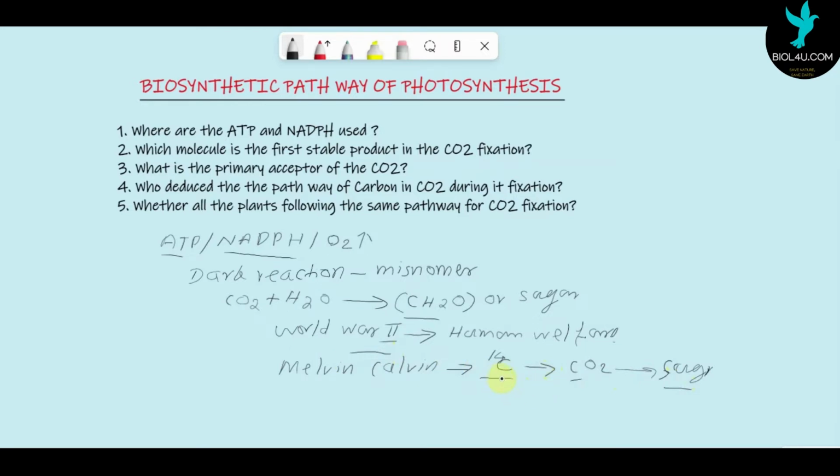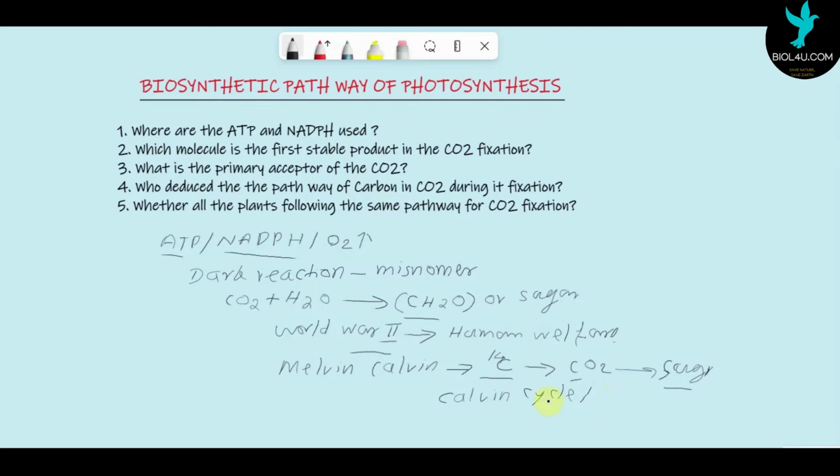By doing this experiment with the radioactive isotope C14, Melvin Calvin found out the detailed pathway of the carbon in carbon dioxide, and hence the cycle discovered by Melvin Calvin is later known as the Calvin cycle. Okay, so this Calvin cycle explains how carbon dioxide is fixed and how carbon dioxide is converted into sugar. So that cycle is known as the Calvin cycle, discovered by Melvin Calvin. And later Melvin Calvin got a Nobel Prize also for this discovery.